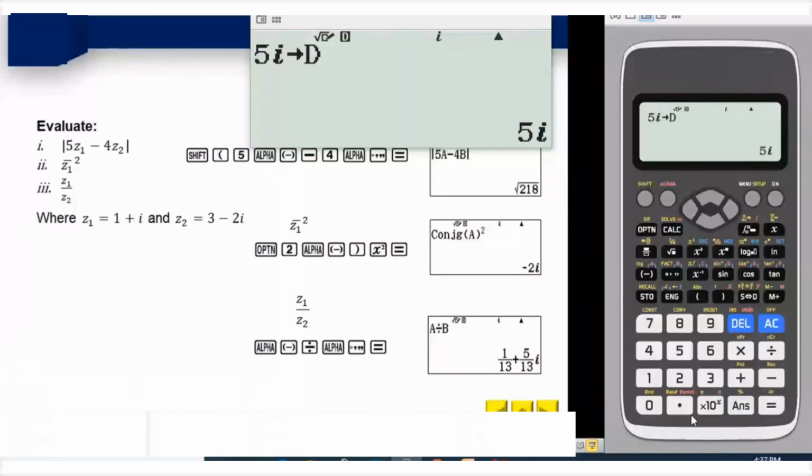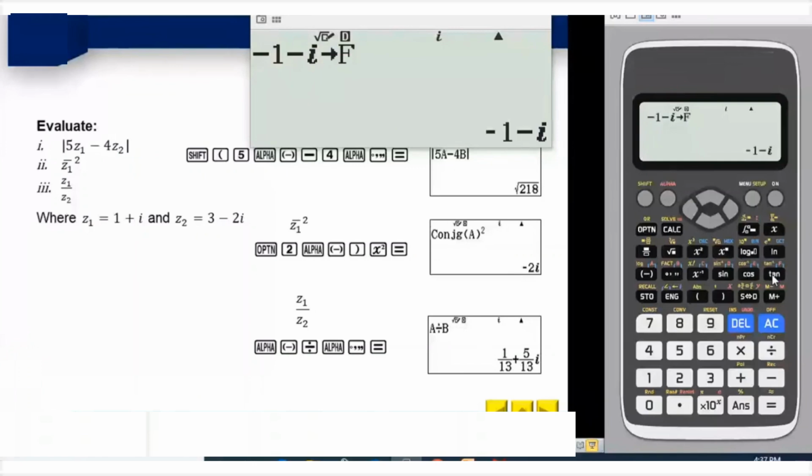Let's say I want to store 3 minus 4 iota. So I will press 3 minus 4 iota. Then I will press store. I will press E. So E is 3 minus 4 iota. I hope you get this. Similarly, let's say I want to store minus 1 minus iota. So I will press STO and I will press, let's say, F. So F is minus 1 minus iota.